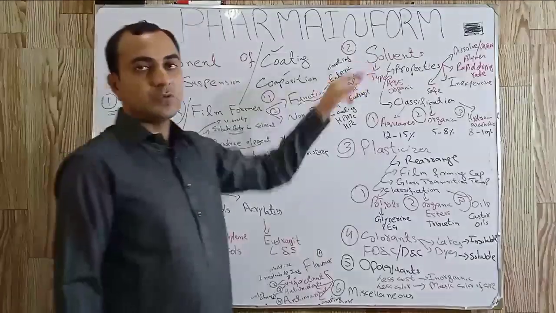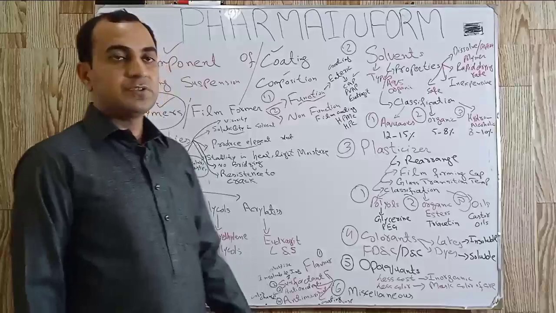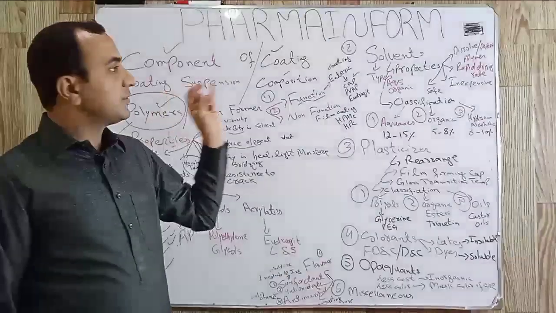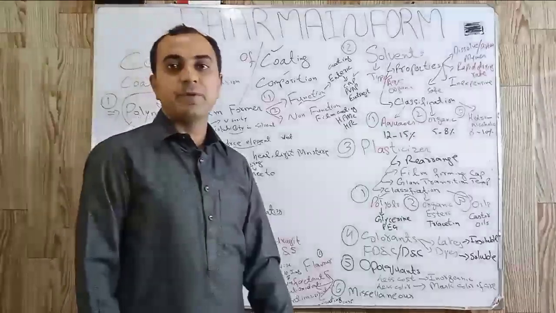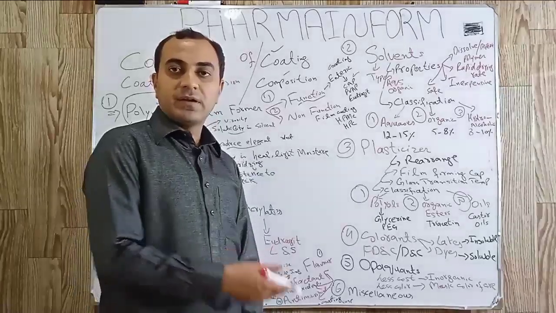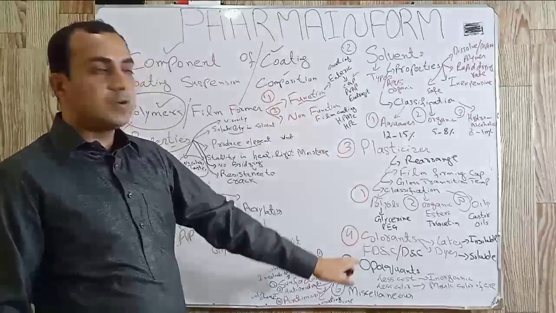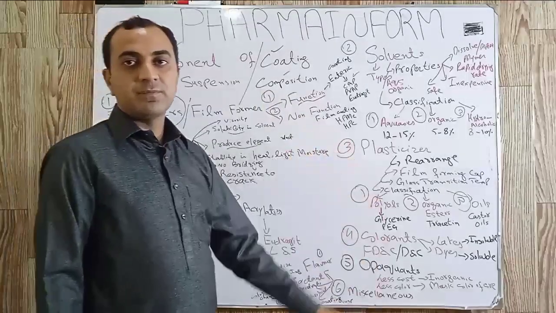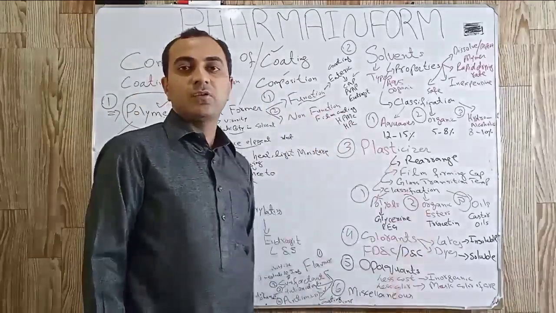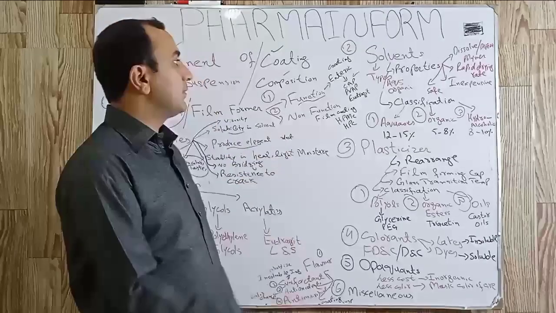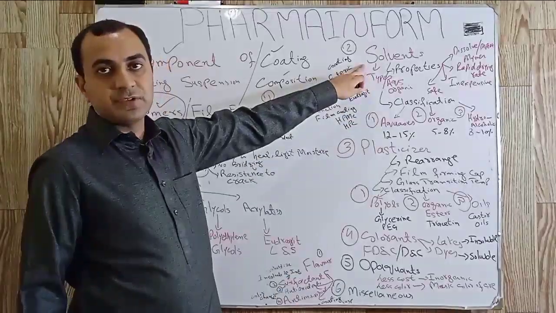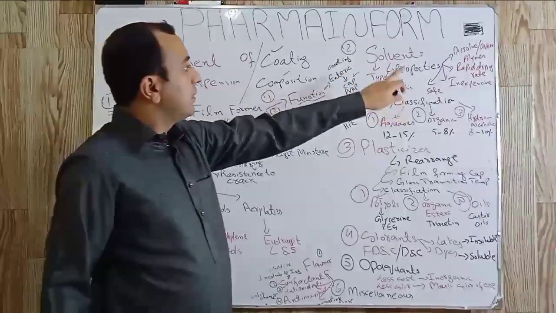Now we discuss about the solvents. Like the polymer, which is the major component of the coating suspension, solvent is also a main part because it acts as a carrier. Solvent acts as a carrier for polymers and other solid contents to deliver our solid contents onto the core of the tablet to form a film. So solvent is a basic or main component.